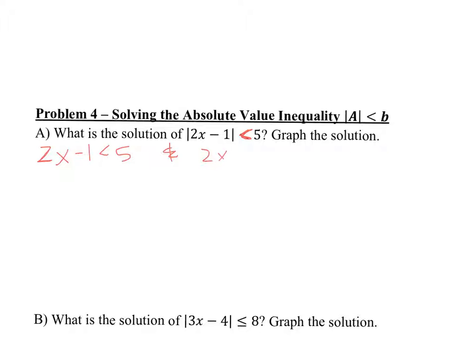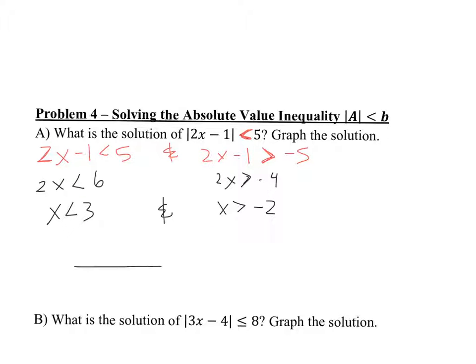I have my 2x minus 1. I have to have my negative answer. Now remember, that negative answer is like me multiplying by a -1. That means my sign has to flip. So now I solve like normal. So I should get x is less than 3 and x is greater than -2. So my -2 should go on the left-hand side, that's smaller than 3. Both of them are going to be open circles.